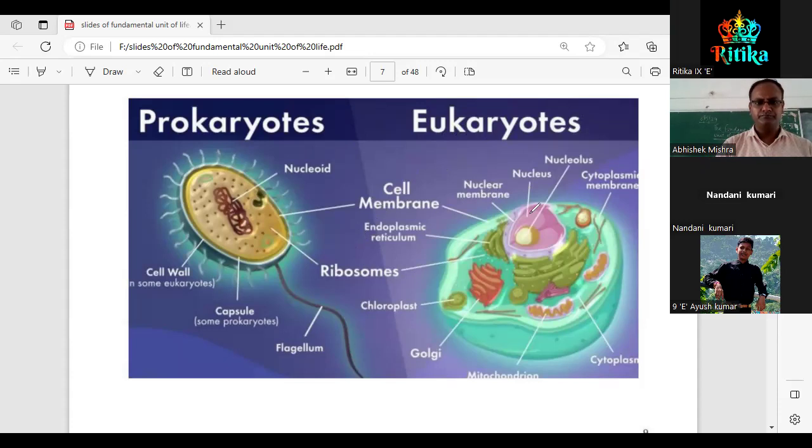Prokaryotic cell does not have a well-defined nucleus, and eukaryotic cell has a well-defined nucleus. Okay, good. Ritika, stop. Only one difference from your side.